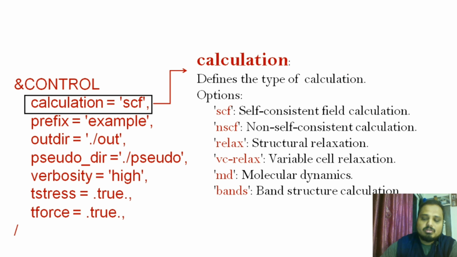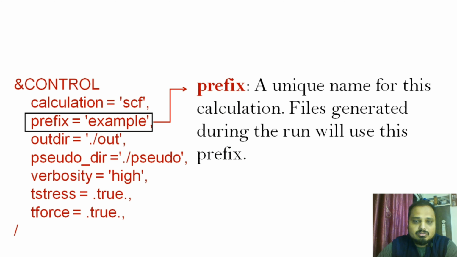After calculation we have prefix. This prefix is nothing but a unique name which is applied to your calculation. For example, if I write example over here, then in your calculation folder, this example folder will contain all the files which are generated during the calculation. For example, if you write the prefix as example, then in the calculation folder you have an example.save folder. In that folder you have all the generated files and wave functions.